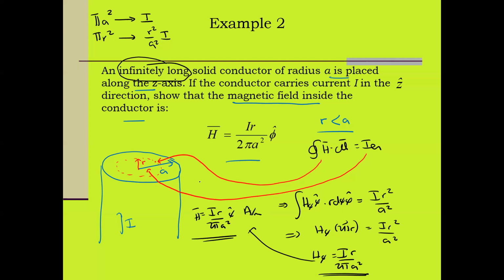So that should be the H field intensity for the region of any position r which is less than a. So we have proved that the answer obtained by using our method is similar to the one given in the question here.